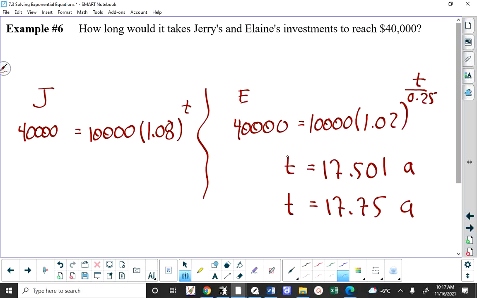I think you get the gist. I think you could find the answer to Jerry's problem as well. Except there you would round up to the next year, because Jerry's getting money annually.